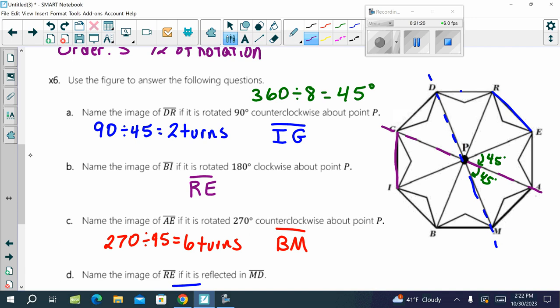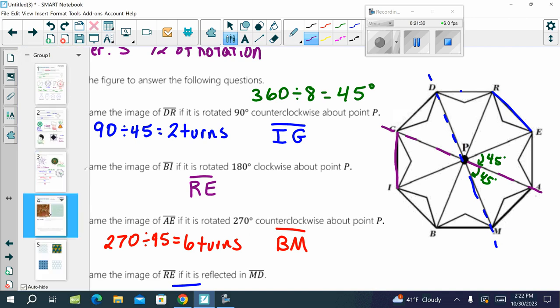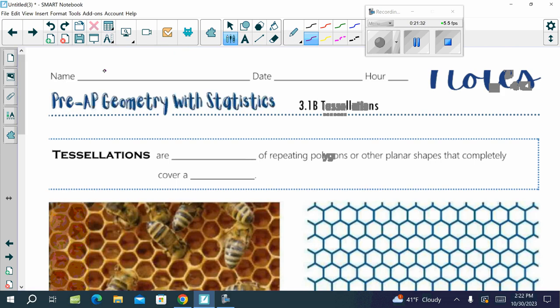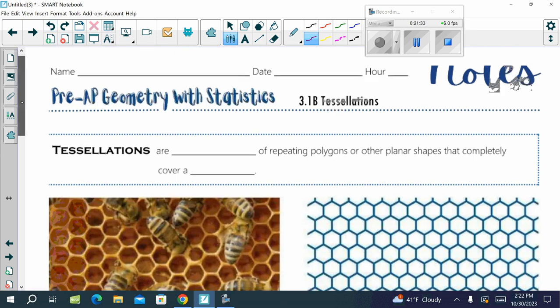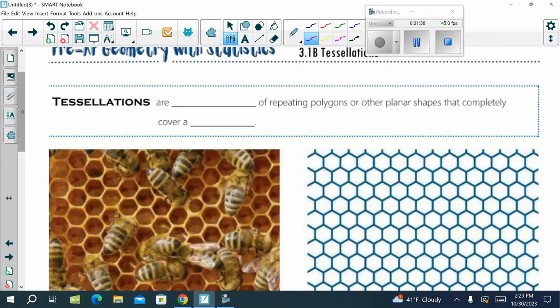Next, tessellations. Do you guys remember what a tessellation is? Heard of it? No, never heard of it? I remember back in middle school we did tessellation projects in math and art. No? Well, middle school sucks now, apparently.